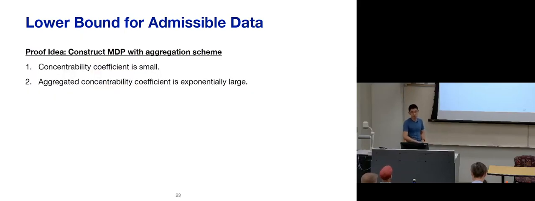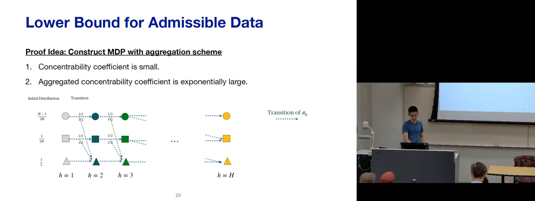So the proof idea is very simple. We want to construct an MDP with an aggregation scheme so that the considerability coefficient is small, but the aggregated considerability coefficient is exponentially large. If we can do this, based on the previous theorem, this already gives a lower bound for the admissible data. So how do we do this? This is how we do this.